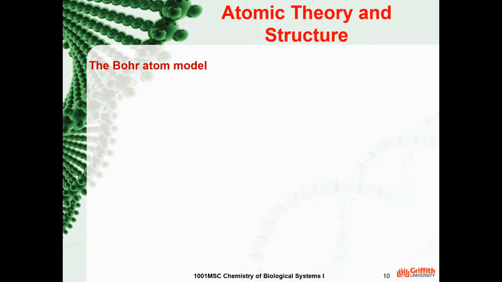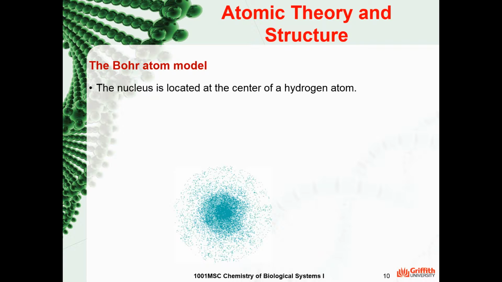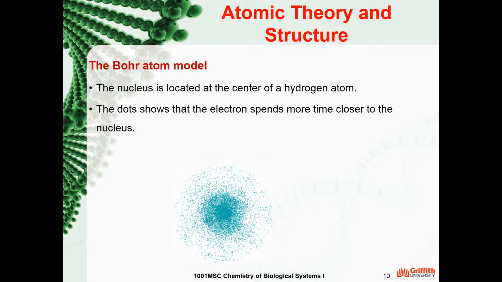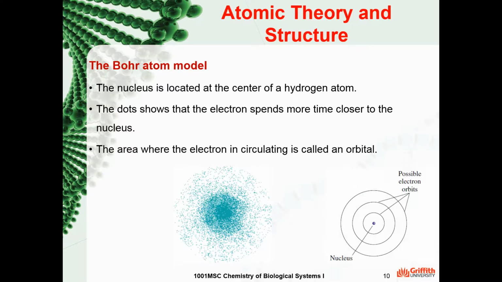Let's look at the hydrogen atom again. In the center, we find the nucleus, and the electron is circling around it, which is represented by the blue dots. We cannot locate an electron precisely within an atom, but we can determine the probability of finding a given electron within a region. The area where the electron is circulating is the energy level, or what we call an orbital.